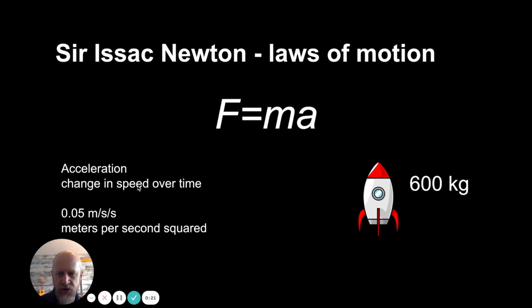The acceleration, the change in speed over time, is 0.05 meters per second squared, and the mass is 600 kilograms. Then force equals mass times acceleration. So I take the mass times the acceleration, and that should give me 0.05 times 600 is 30. So that's 30 newtons of force. So F is force. And that's how you do mass times acceleration.